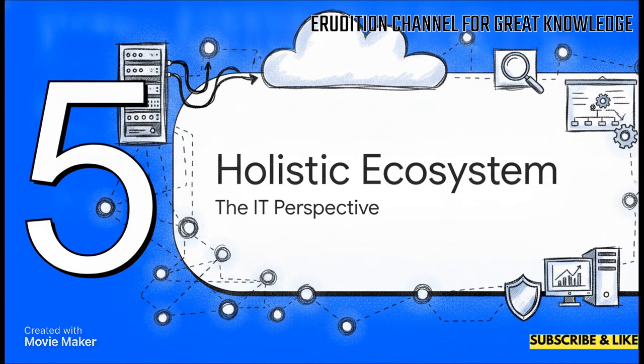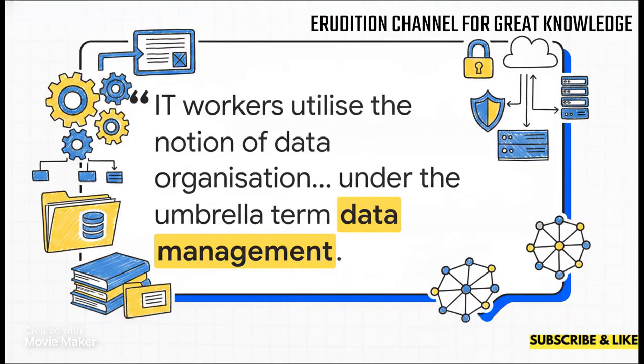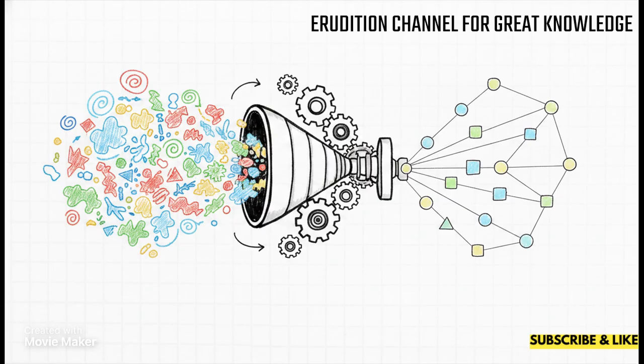Next up, section 5, the holistic data ecosystem, focusing on the IT and systems perspective. As noted in the source material, IT workers utilize the notion of data organization in several essential ways. In the enterprise world, these practices are frequently grouped together under the broader umbrella term data management. And it's not just about software either. Data management also involves physical records, like reordering or assessing the physical arrangement of data components to ensure everything is streamlined and accessible. But the real magic happens when we deal with the really messy stuff. The analysis of somewhat organized and completely unstructured data is a crucial component of modern business data organization.